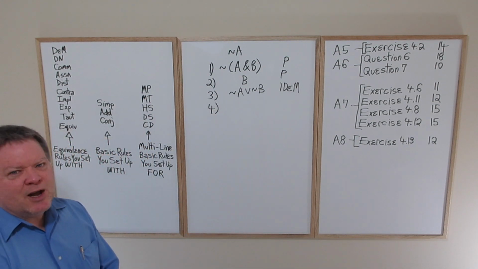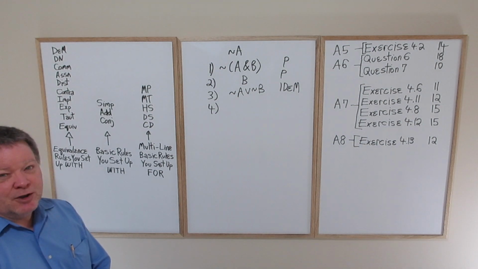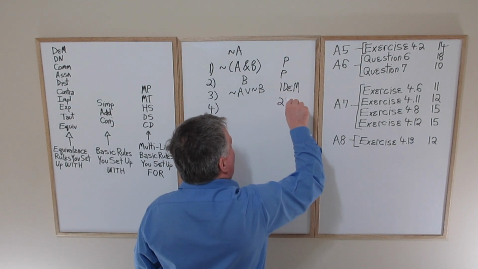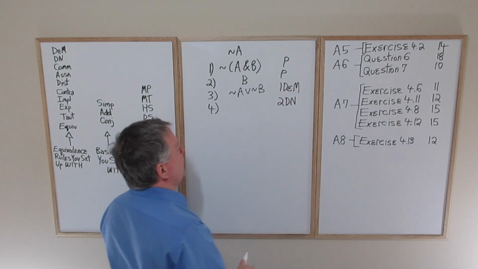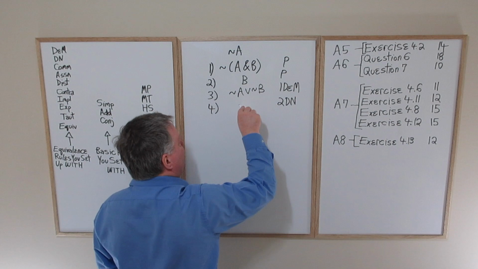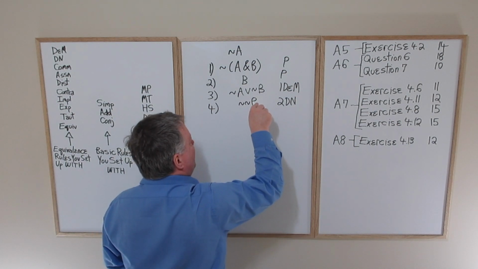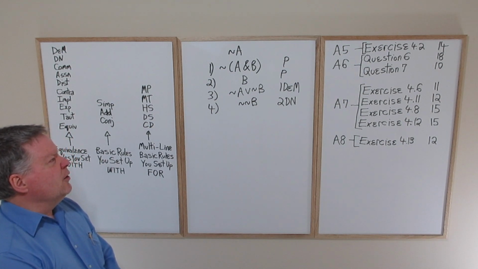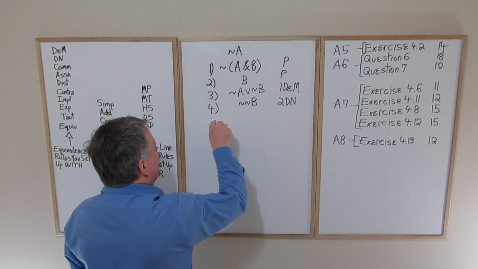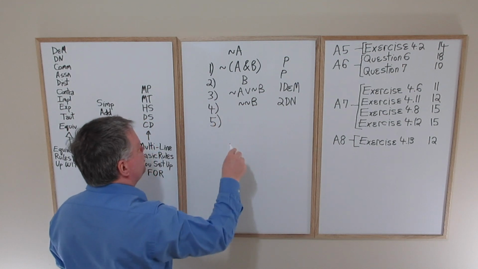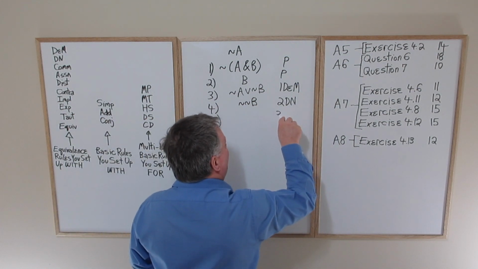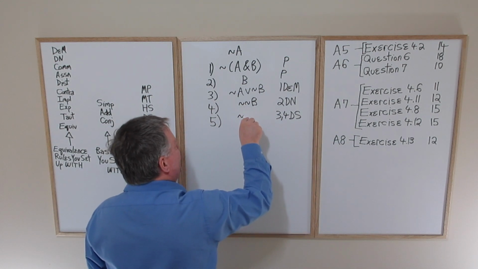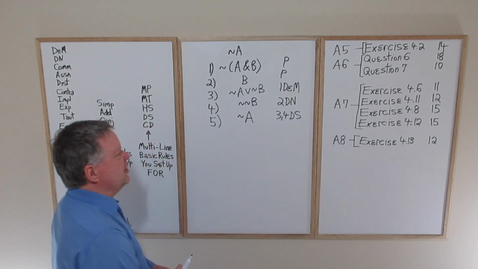We're close to being able to carry out a disjunctive syllogism, but there's just one more adjustment that needs to be made. A double negation will give us tilde tilde B. So now we have the negation of the right disjunct, so that 3-4 disjunctive syllogism gives us tilde A.